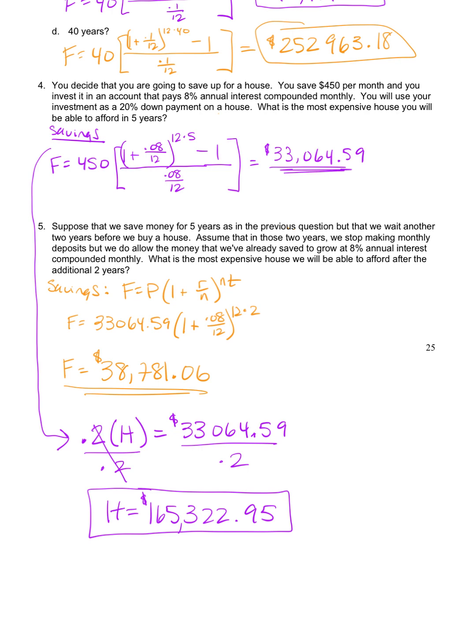So there's my savings. How much house can I afford? Well, 20% of what would be $38,781.06. Divide both sides by 0.2. So the amount of house I can buy is $193,905.29.